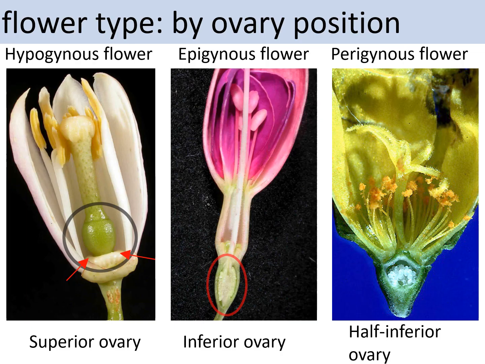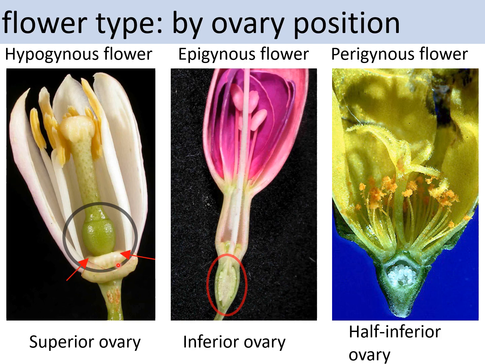And we can also use the position of the ovary to separate flowers into three types. The first is the hypogynous flower. A hypogynous flower is a flower having a superior ovary. The superior ovary is an ovary that is attached to the receptacle.